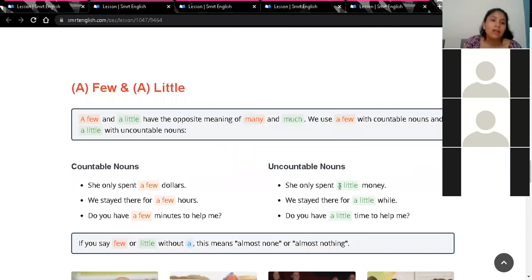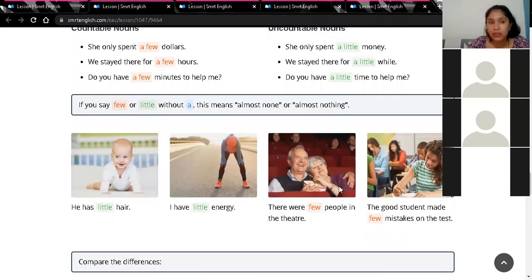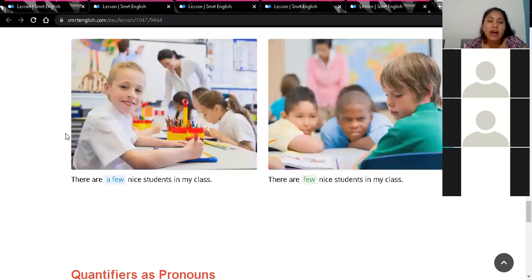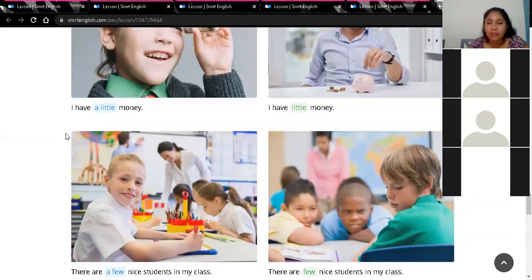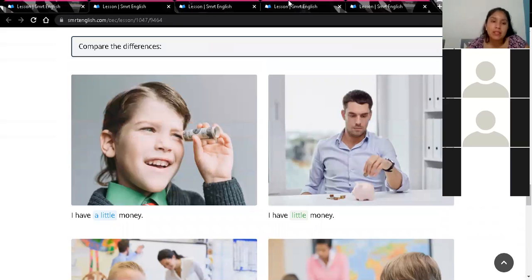Here, if you say few, without the A, it means almost none or almost nothing. For example, if I say there were few people in the theater, it means almost nothing, right? And if we say a few, it means it is not a big amount, but there are some. Por ejemplo, few es casi nada, and a few son poquitos. ¿Sí? Okay, let's keep going.